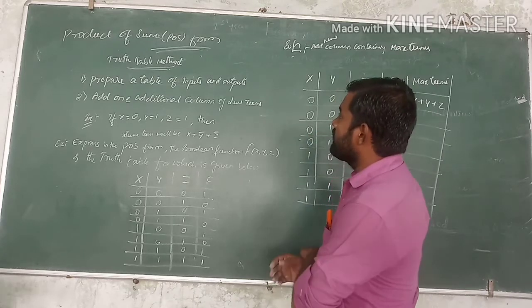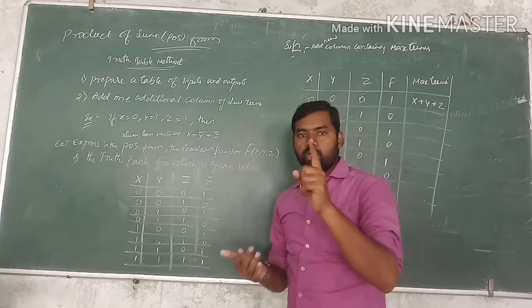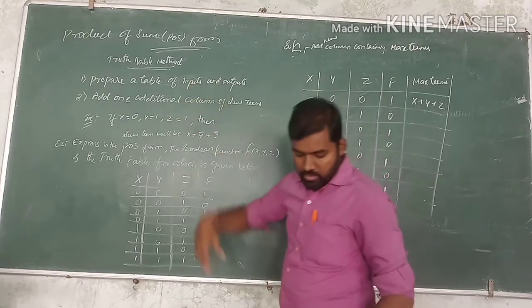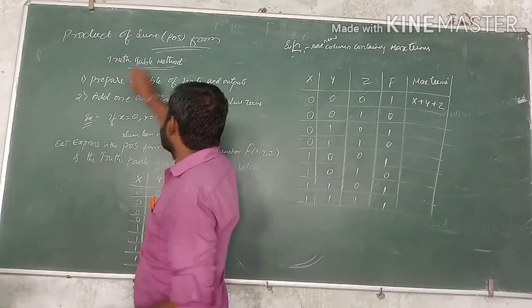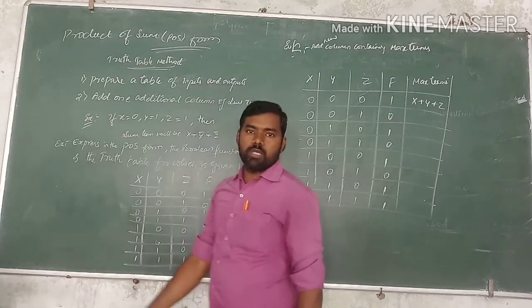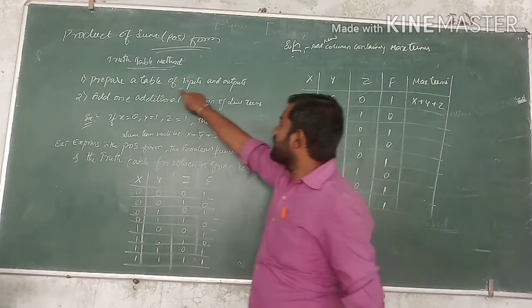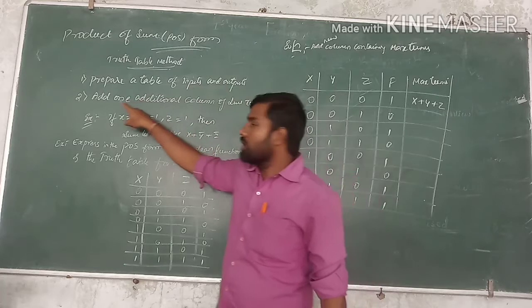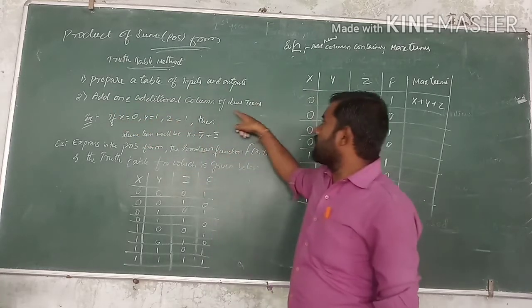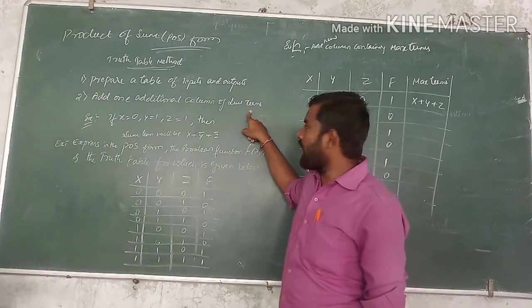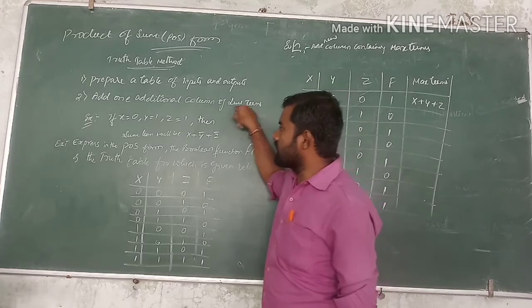Out of the truth table and algebraic methods, we will go for only one today, that is the truth table method. To apply the truth table method, you need to follow two steps. The first one is to prepare a table of input and output. Then add one additional column for the sum term.